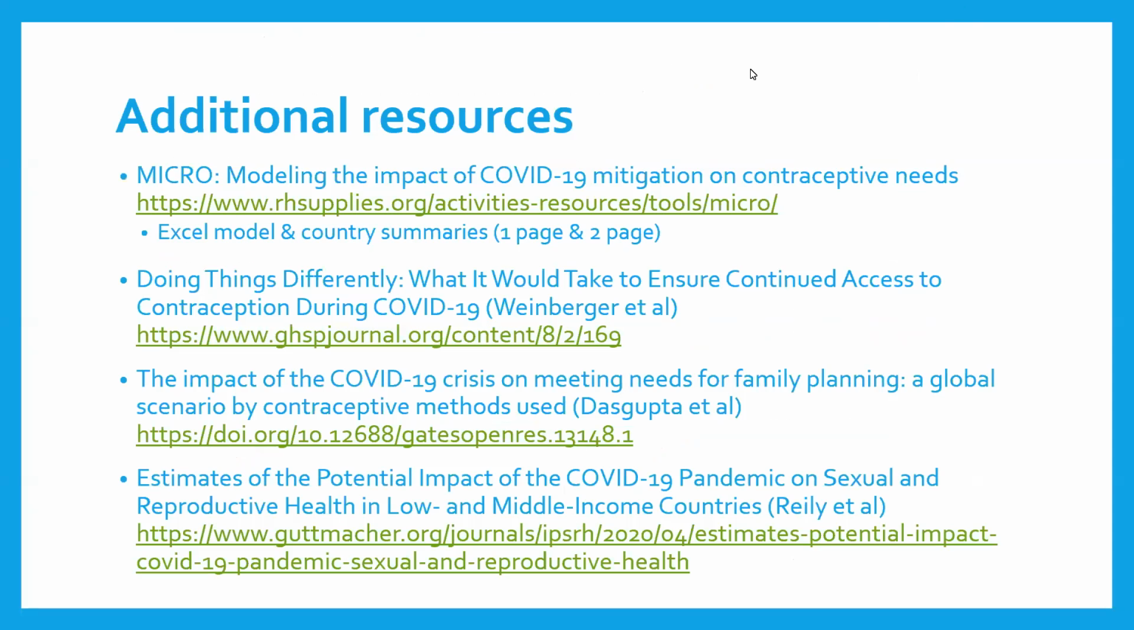And then I just wanted to share a couple of additional resources. I've put links in here so that when we share the slides, you can find these easily. So I mentioned before this micro model, which is less focused on the impact and more focused on exploring mitigation strategies. So what if women who were unable to come for their injectable were instead offered an ability to get, say, contraceptive pills in a more socially distanced manner or things like that.